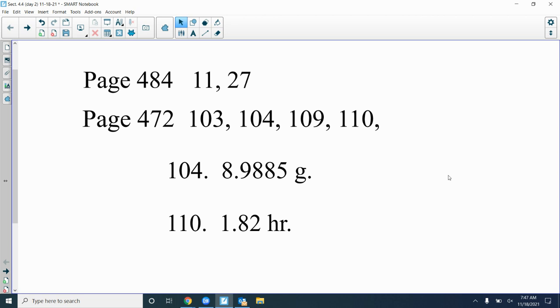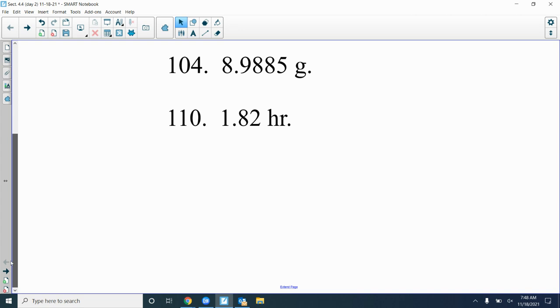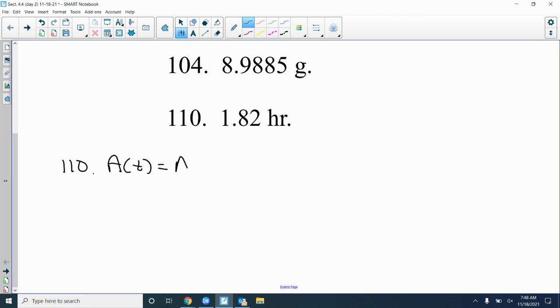The half-life of aspirin in the blood is 12 hours. Estimate the time required for the aspirin to decay to 90% of the original amount ingested. All right, obviously we got 1.82 hours. Let's take a look at this here. 110. And let's do A of t equals A sub 0 e to the kt.